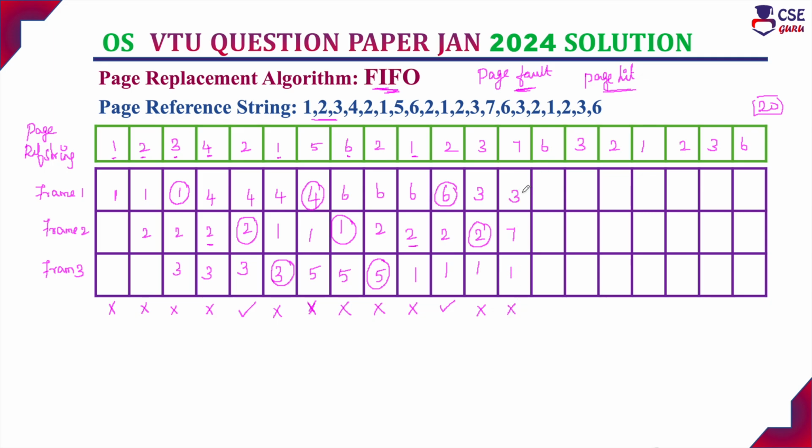6, now if you are considering, it is not there in main memory. So the victim page here, the oldest one, is 1. So replace 1 with 6. So 3, 7, 6. This is a page fault.